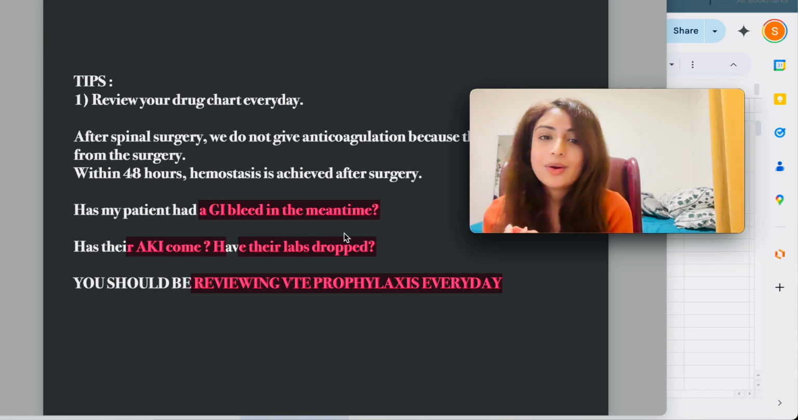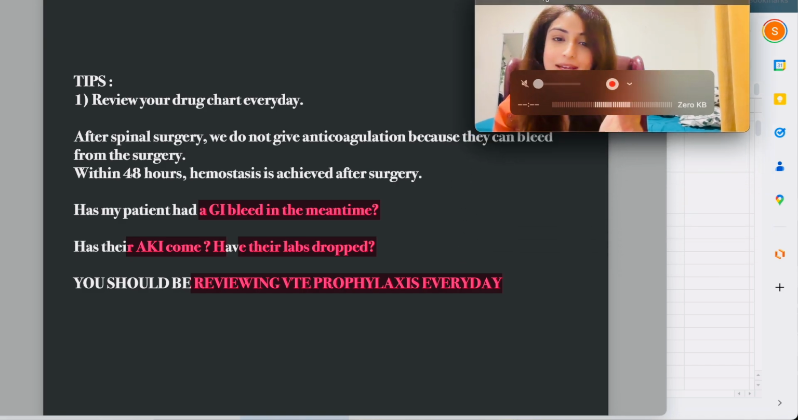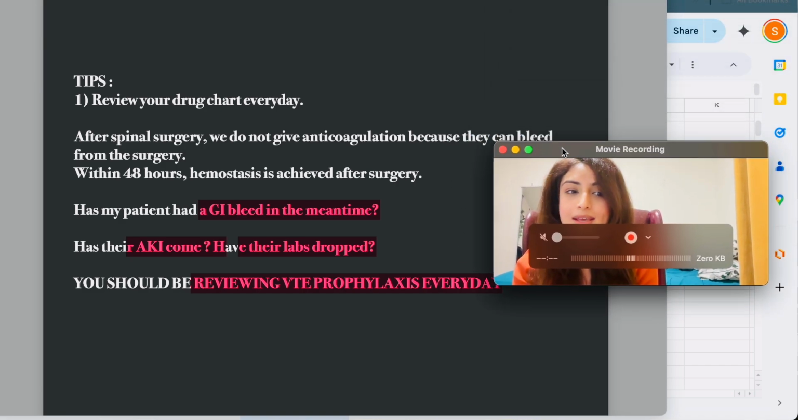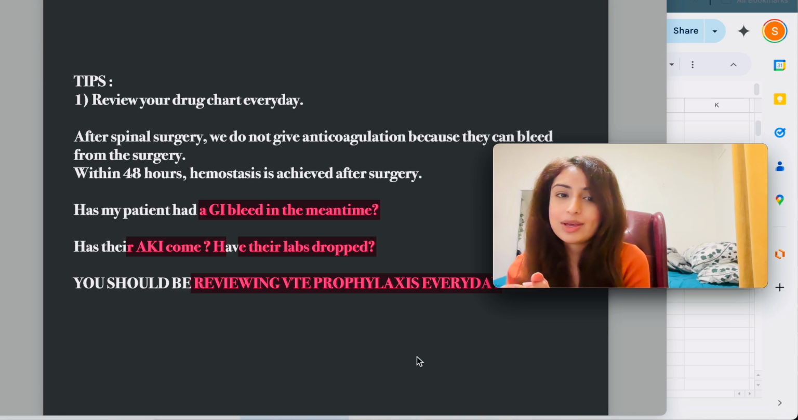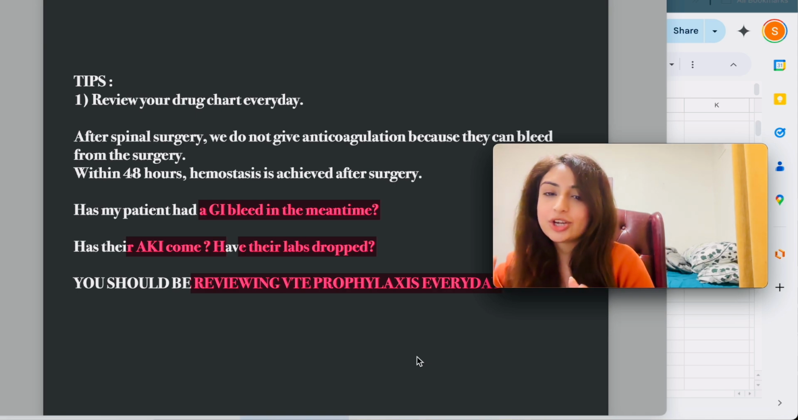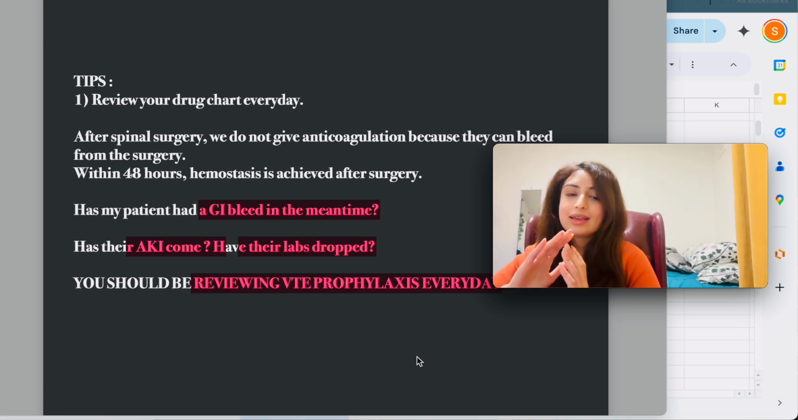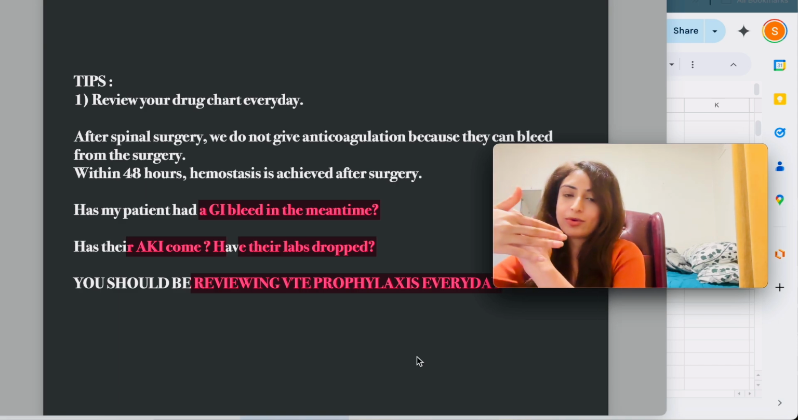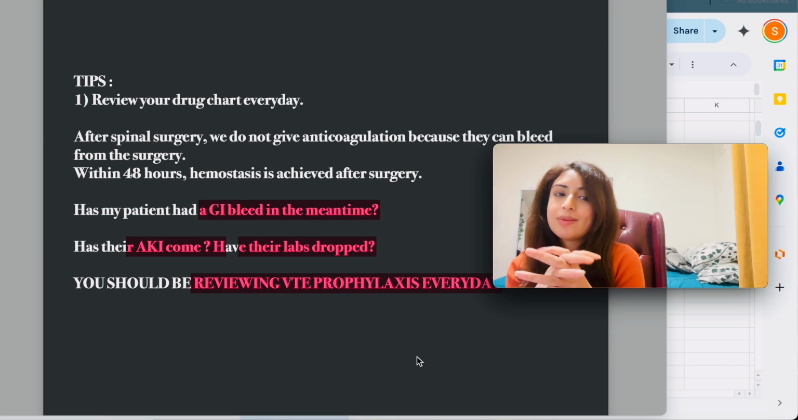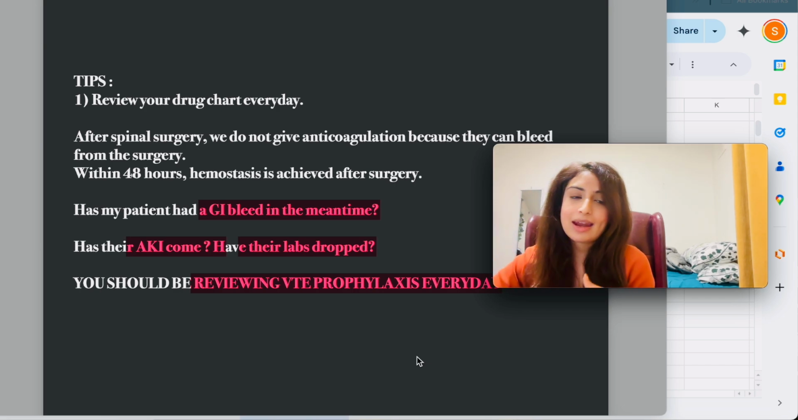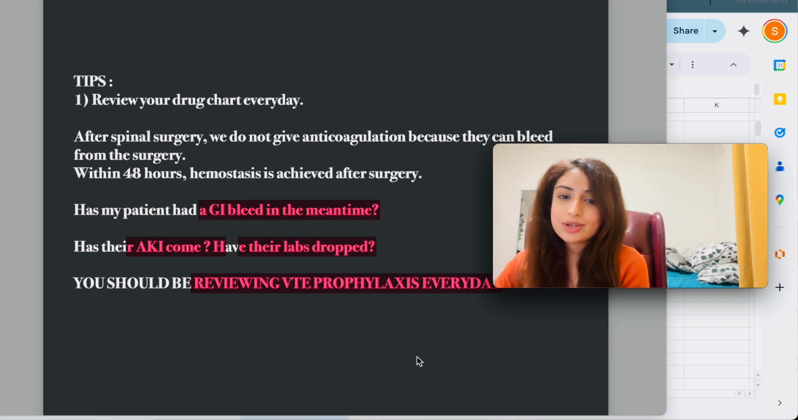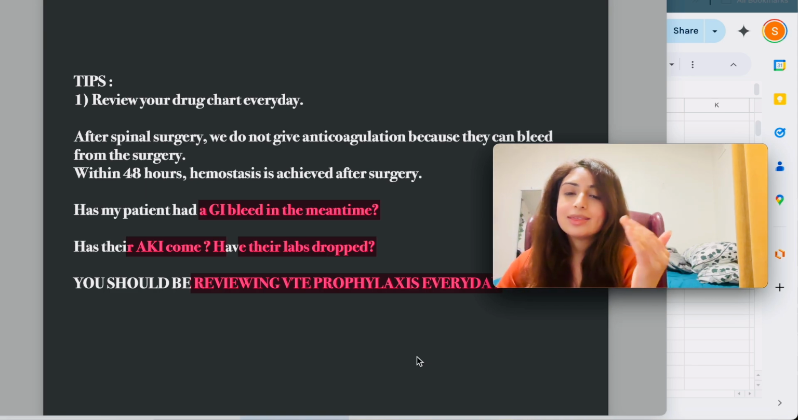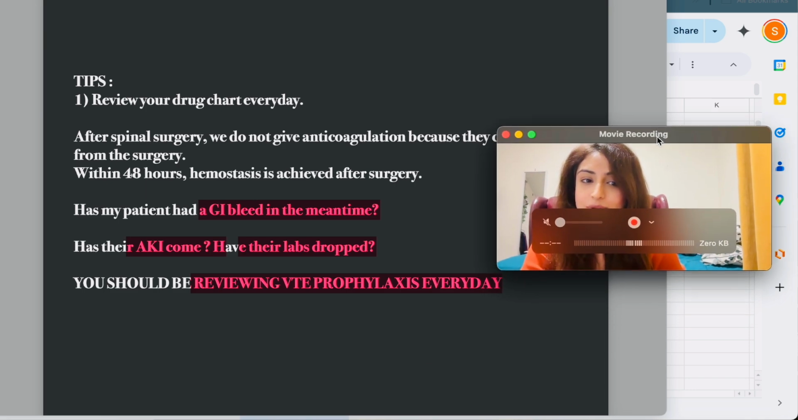After surgery, we do not give anticoagulation within a certain time frame, check your trust guidelines, but within 48 hours, is hemostasis achieved? And if hemostasis has been achieved, hemostasis is also another word for that clot formation ladder. So if hemostasis has been achieved, and if the patient has some sort of bleeding risk prior to surgery, then you weigh up the pros and cons of prescribing that anticoagulant and continuing that.